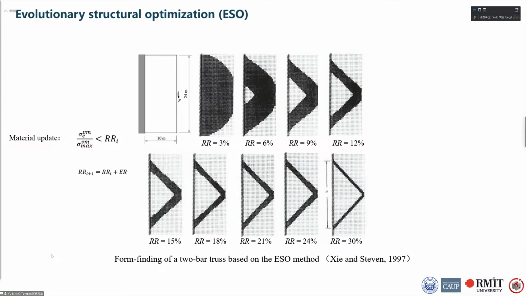Presented here is the topology optimization of a 2D truss subjected to a concentrated load using the ESO algorithm. After several steps of material removal, a 2-bar truss is obtained.